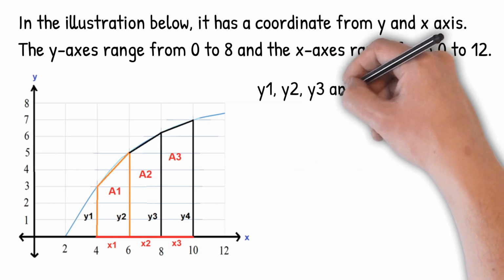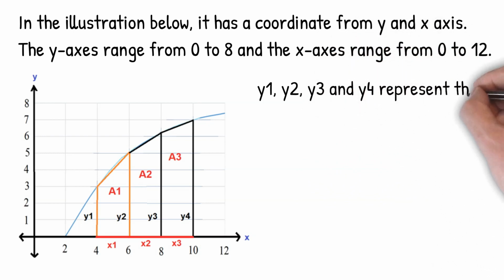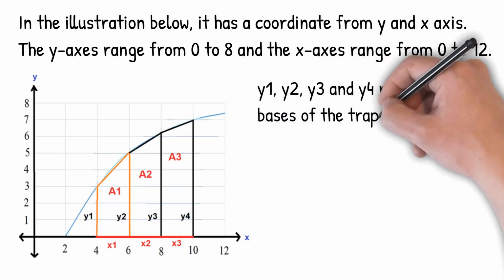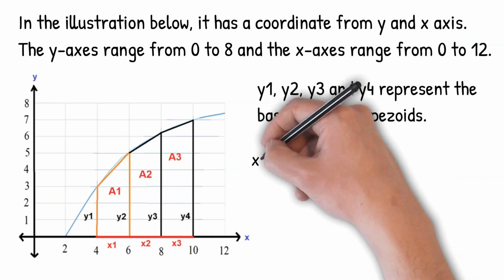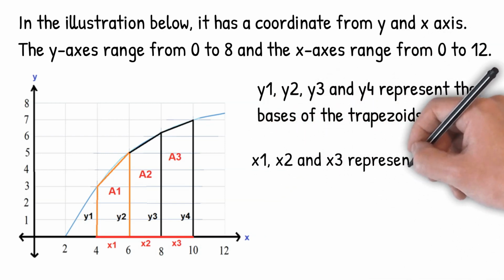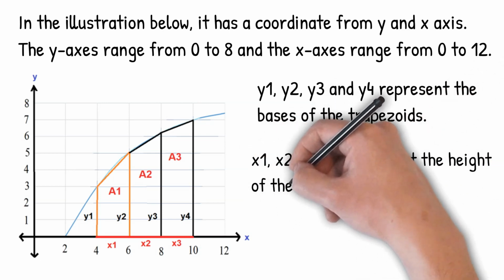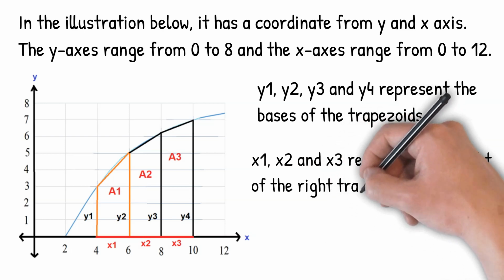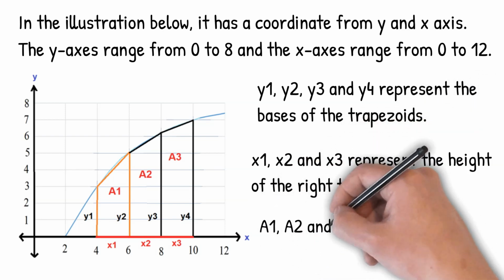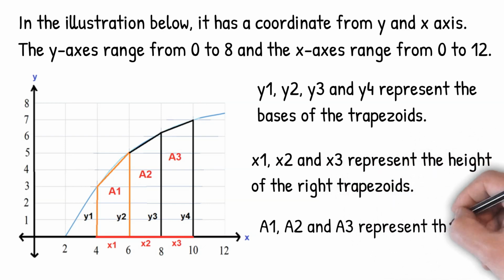y1, y2, y3, and y4 represent the bases of the trapezoids. x1, x2, and x3 represent the height of the right trapezoids. A1, A2, and A3 represent the area of the trapezoids.